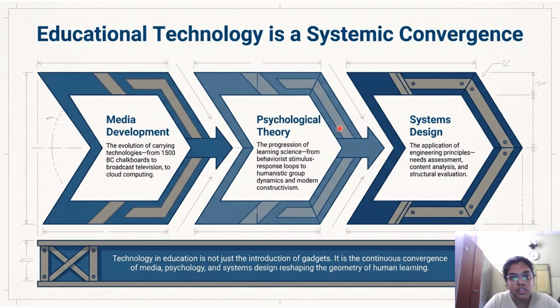Then comes psychological theory: the progression of learning science from the behaviorist stimulus-response loop to humanistic group dynamics and modern constructivism.